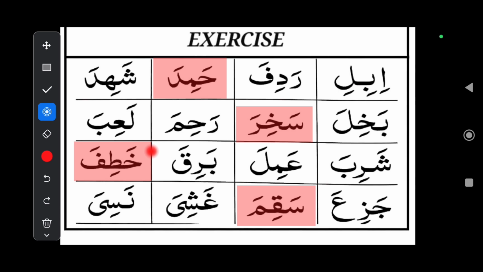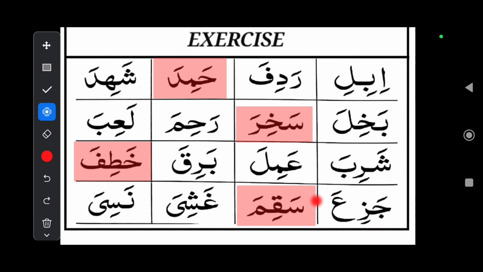Kha zabar kha. Your sound should be like this. Kha. Kha zabar kha. Kha zair ti. Khati. Fa zabar fa. Khatifa. Yes. Next.